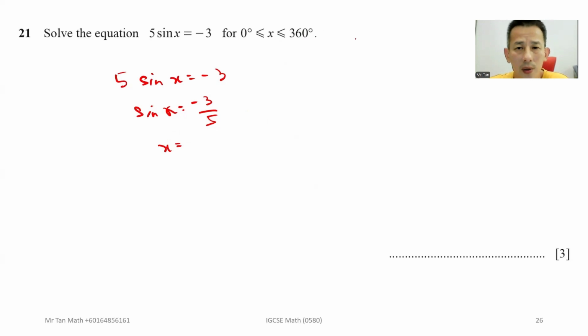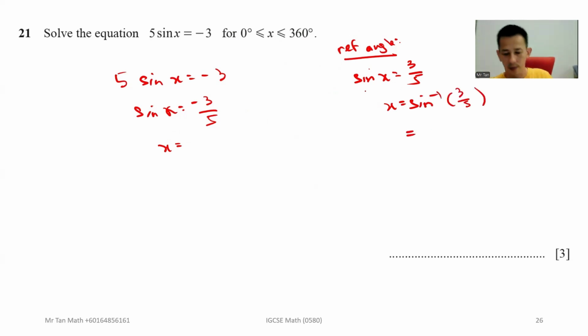So first step, you need to find the reference angle. So reference angle is sine x equal to 3 over 5. You ignore the negative. So x equal to sine inverse of 3 over 5. You should get 36.9 degrees.